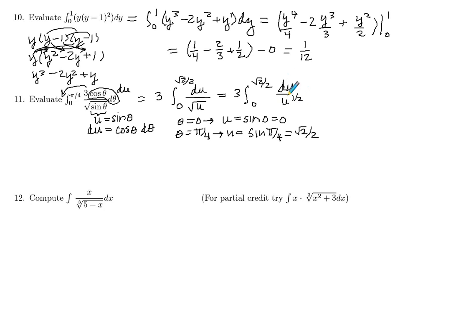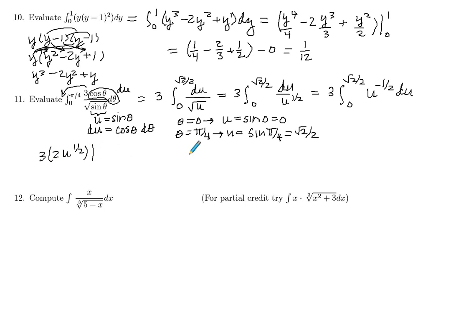And then a positive exponent on the bottom is going to be negative on the top. So this is 3 times the integral from 0 to root 2 over 2 of u to the negative 1/2 du. And now we're ready to find our antiderivative, and this is just going to be power rule. So add 1 to the exponent. Negative 1/2 plus 1 is positive 1/2. So we got our 3 out in front, u to the positive 1/2, and then divide by the new exponent. Dividing by 1/2 is the same as multiplying by 2 over 1. So I'm going to do that.